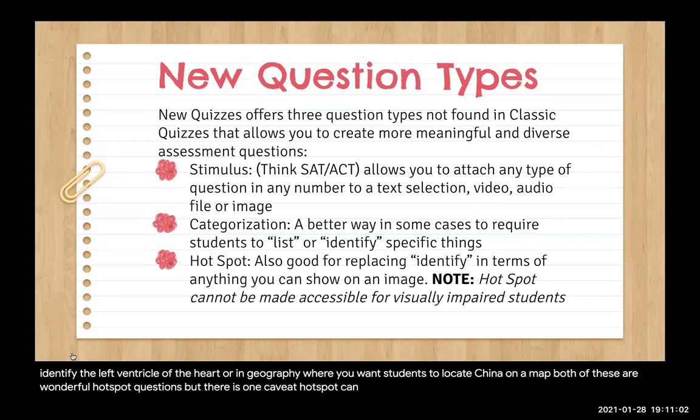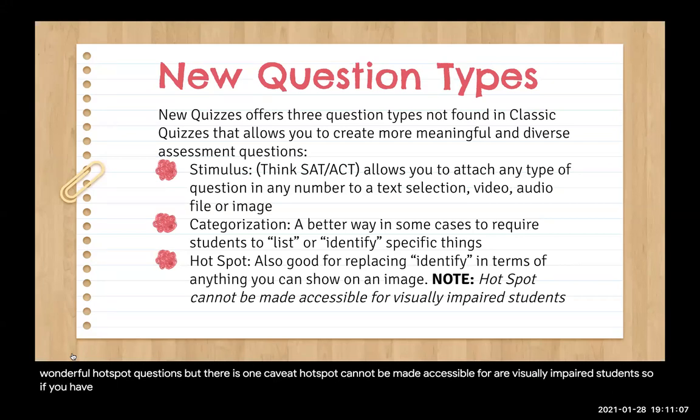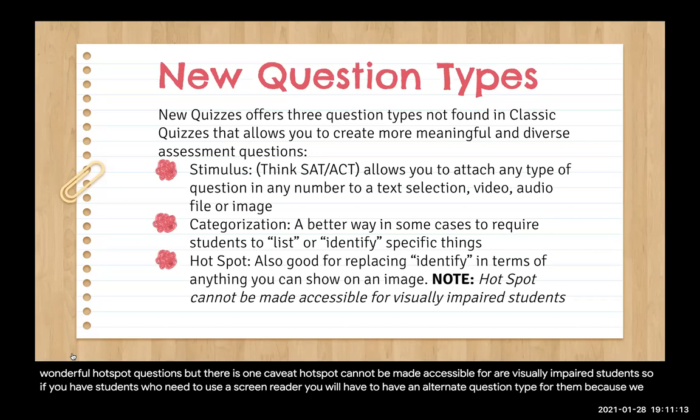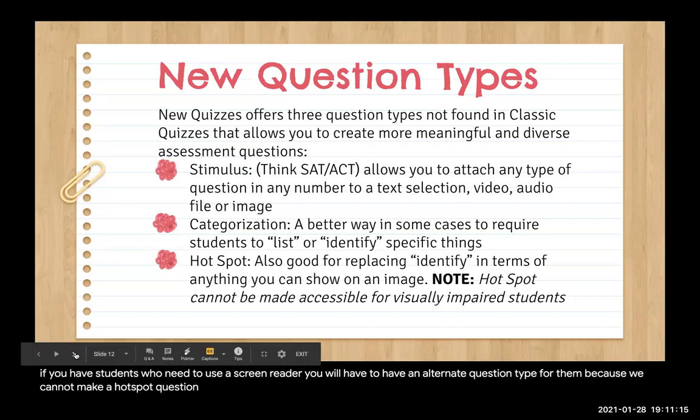Hotspot cannot be made accessible for our visually impaired students. So if you have students who need to use a screen reader, you will have to have an alternate question type for them because we cannot make a hotspot question accessible to those screen readers.